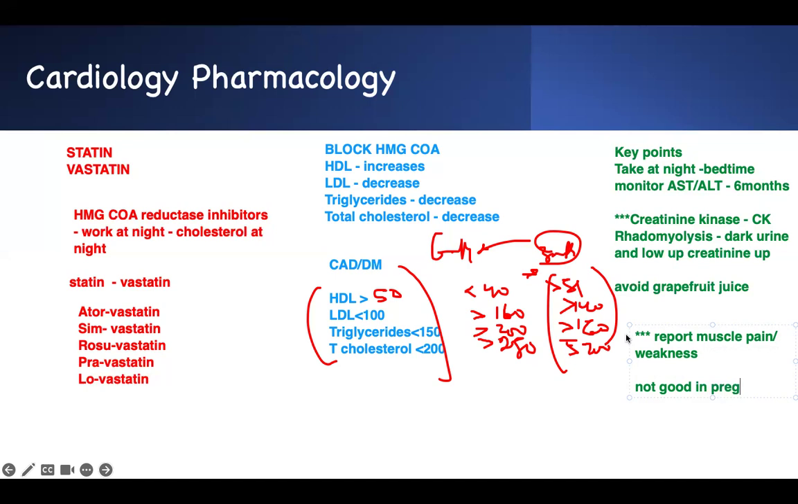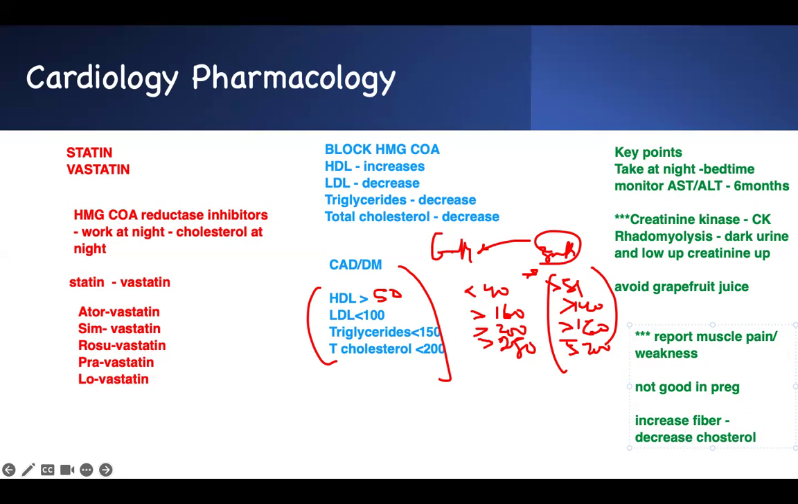These are the things you see in select-all-that-apply questions: teaching at night, check CK level. And if you see rhabdomyolysis, what does that mean? Dark urine, low urine output. They should avoid grapefruit juice, report any muscle pain, weakness, and not good in pregnancy. You also should teach them to increase fiber. This will help decrease your cholesterol. It's well known fiber decreases cholesterol level. So you tell them to increase that.